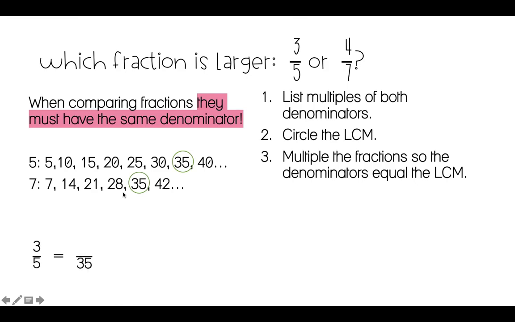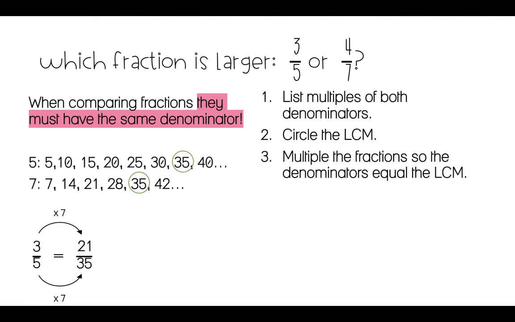3/5 equals something over 35. So what did we have to multiply 5 by to make it equal 35? Well, 1, 2, 3, 4, 5, 6, 7. So we went 5 times 7 gives us 35. And if we remember back to before, I said anytime you multiply or divide a denominator or numerator, you must do it to the other part of the fraction. So in that case, we're doing 3 times 7, which gives us 21.